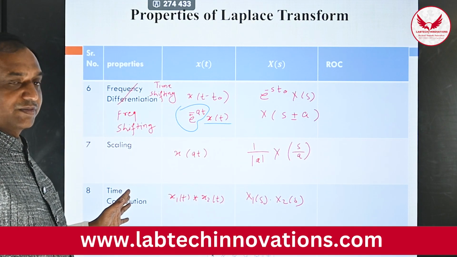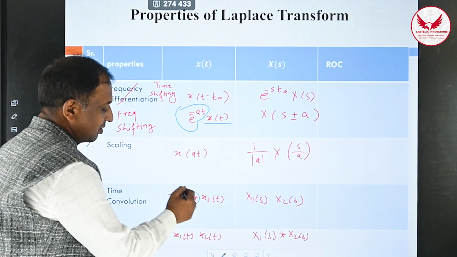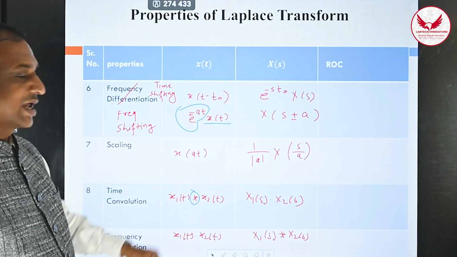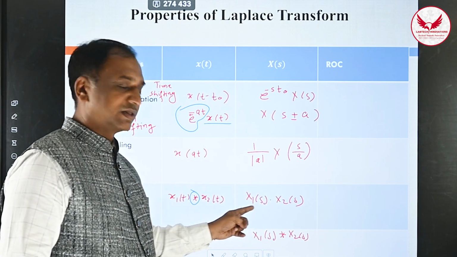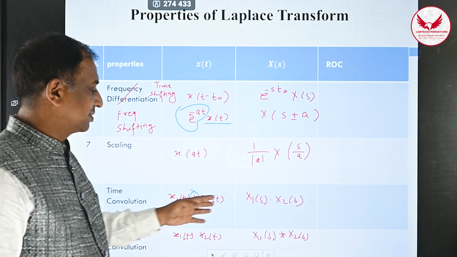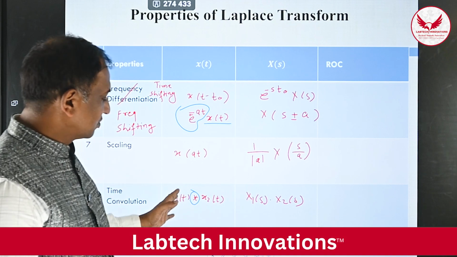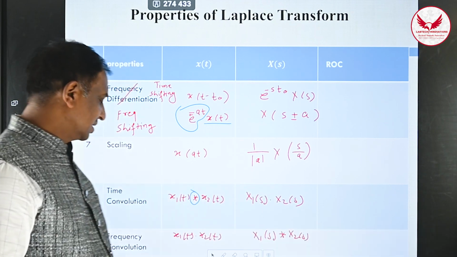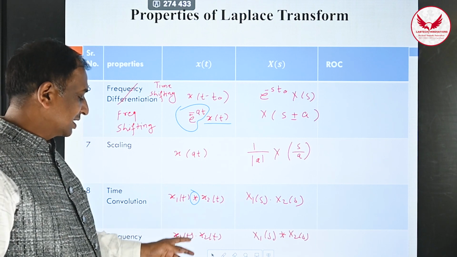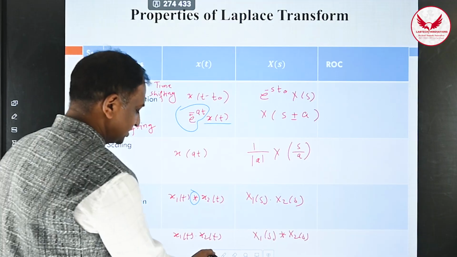Then the convolution property. If the signal is convolved in the time domain, so this is a convolution symbol, then the Laplace transform is a multiplication in the Laplace domain. That is, the Laplace transform of x1 of t is x1 of s, and the Laplace transform of x2 of t is x2 of s. So convolution in the time domain corresponds to multiplication in the s domain. Similarly, multiplication in the time domain corresponds to convolution in the frequency domain.